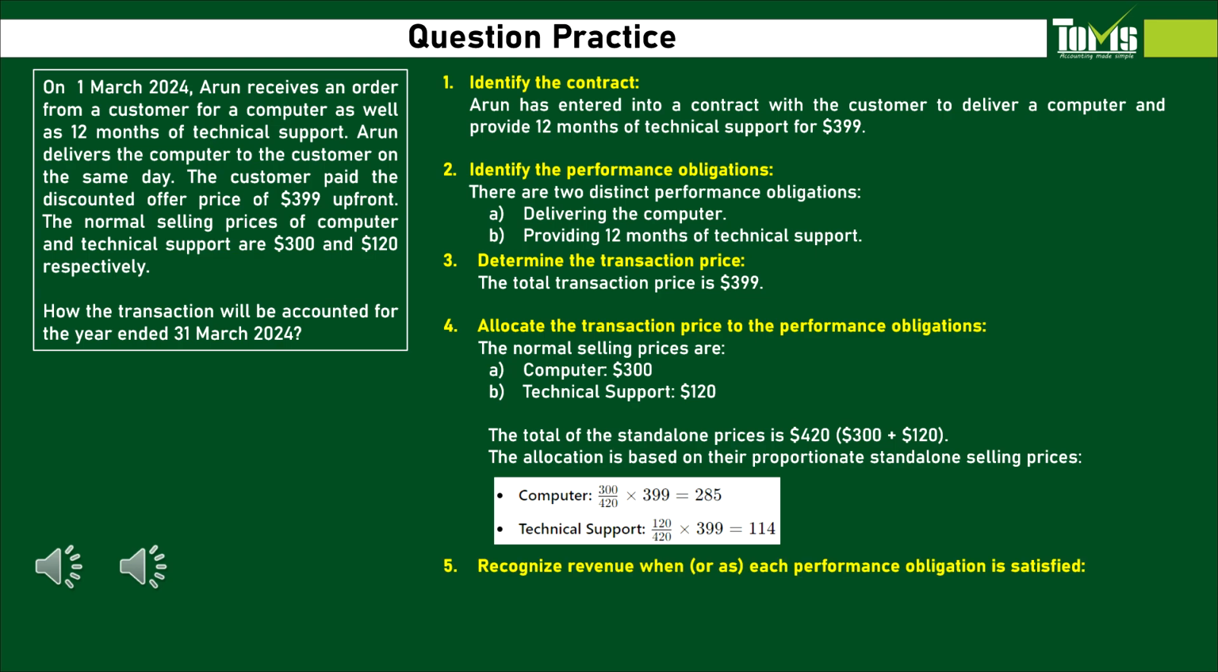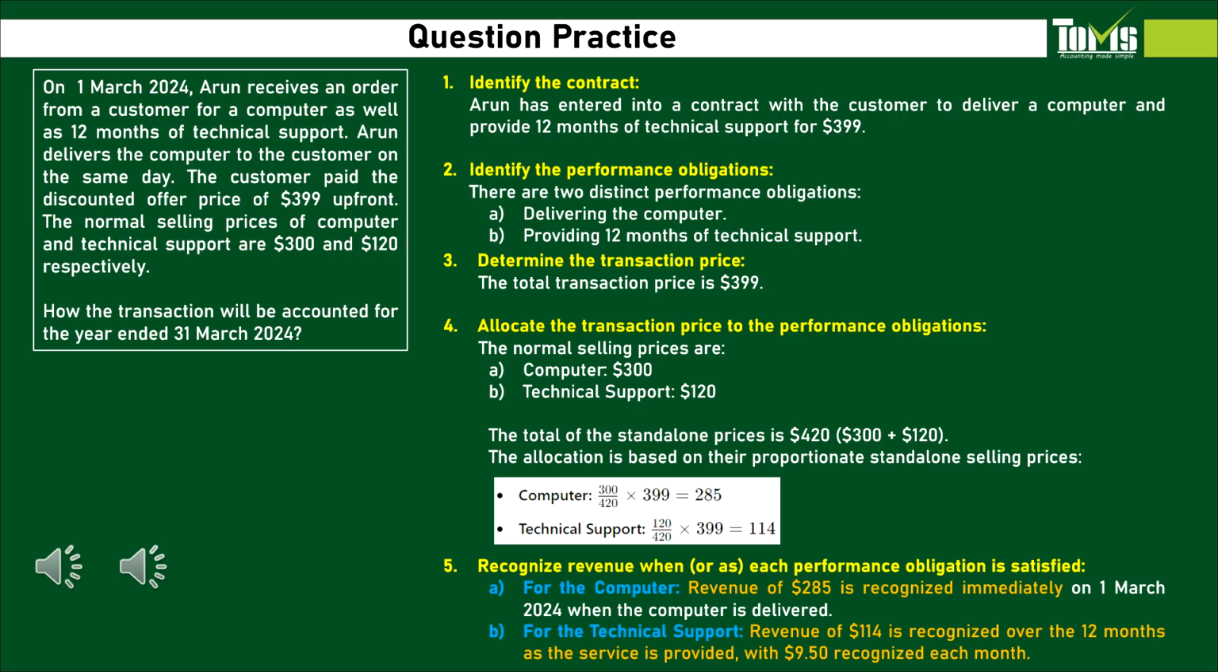Step 5. Recognize the revenue. For the computer, $285 is recognized immediately on March 1, 2024, when the computer is delivered. For the technical support, $114 is recognized over 12 months, meaning $9.50 per month.